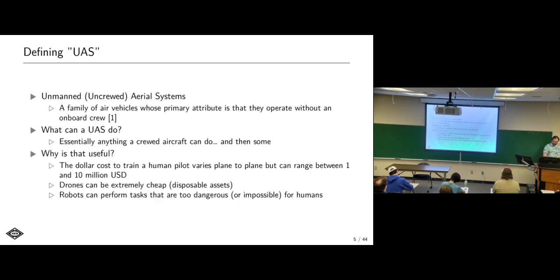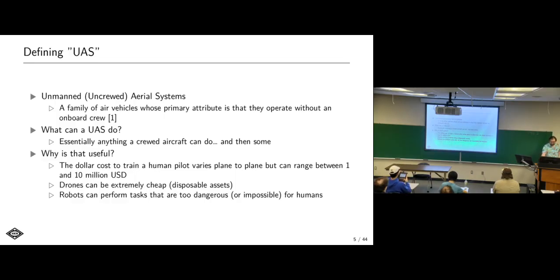So starting off, defining unmanned aerial systems. UAS stands for unmanned aerial systems, or uncrewed. It's a family of air vehicles whose primary attribute is they operate without a crew, so they're completely autonomous or have some level of autonomy, or remote control. They can do anything pretty much a crewed aircraft can do, and then some.